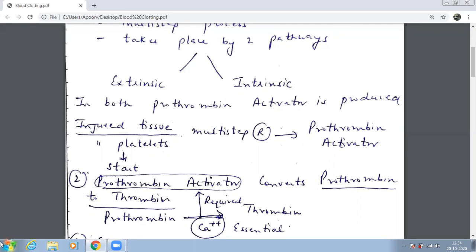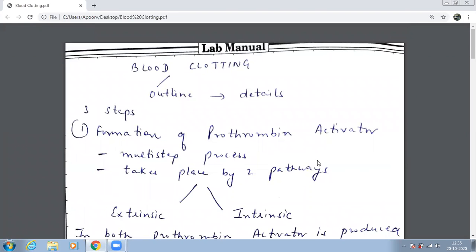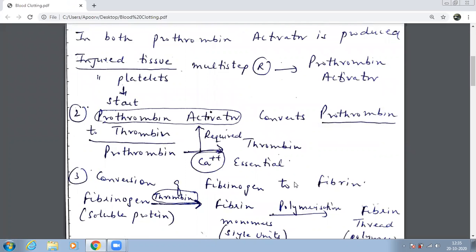If you remember the first step, the product was prothrombin activator. So it is this prothrombin activator which will convert prothrombin to thrombin. So until and unless we have the first step, we will not get prothrombin activator. If we do not get prothrombin activator, the prothrombin will not convert into thrombin. So the first step, children, was formation of prothrombin activator. Second is conversion of prothrombin to thrombin.